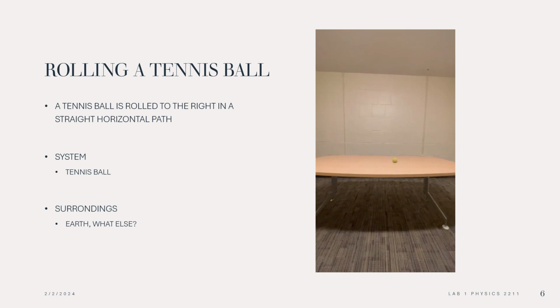Now we're going to go into our actual experiment that we did, which was rolling a tennis ball. This tennis ball was rolled to the right in a straight horizontal path, and when we're analyzing this little video right here, we can tell that our system is in fact the tennis ball, and our surroundings is the Earth. But what else? Our surroundings are the Earth, the table, and of course the hand that pushes the tennis ball.